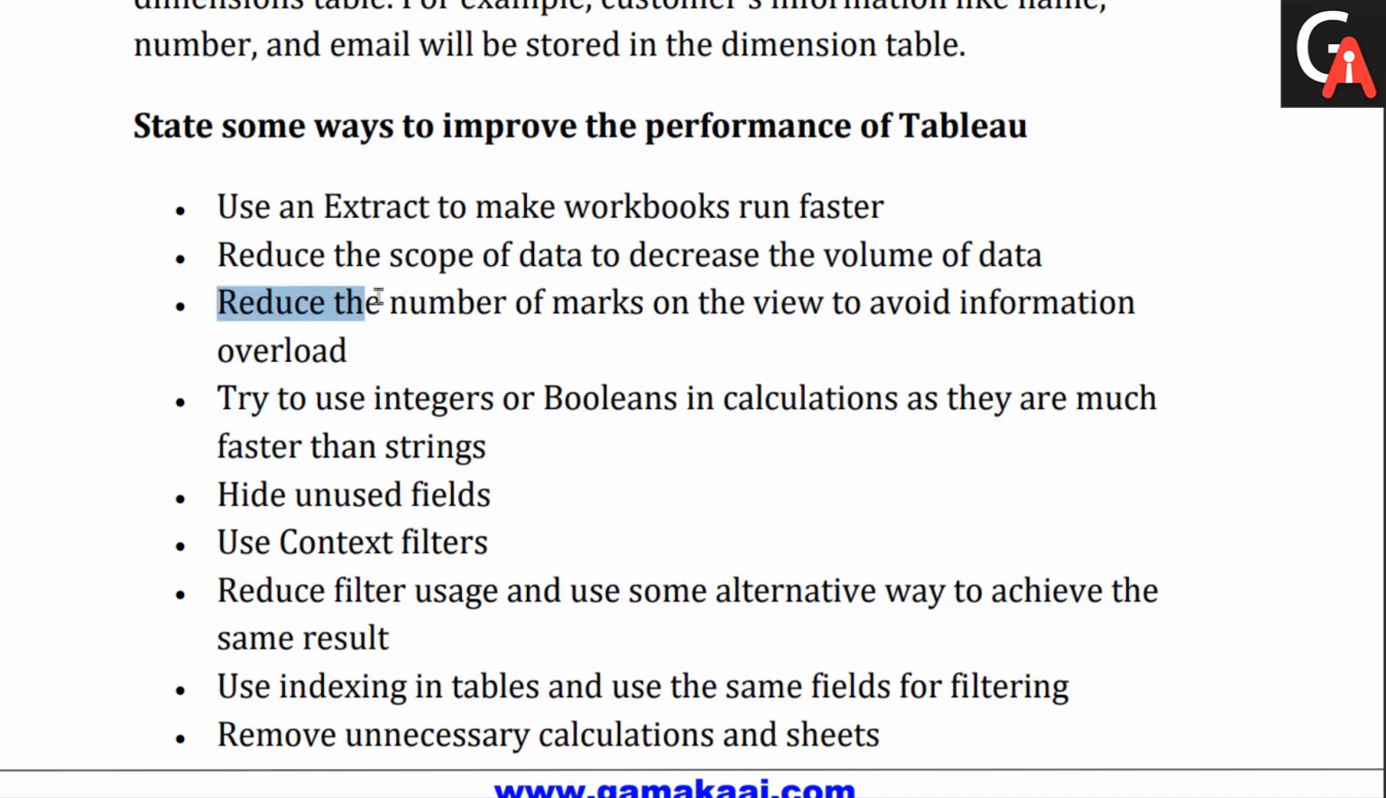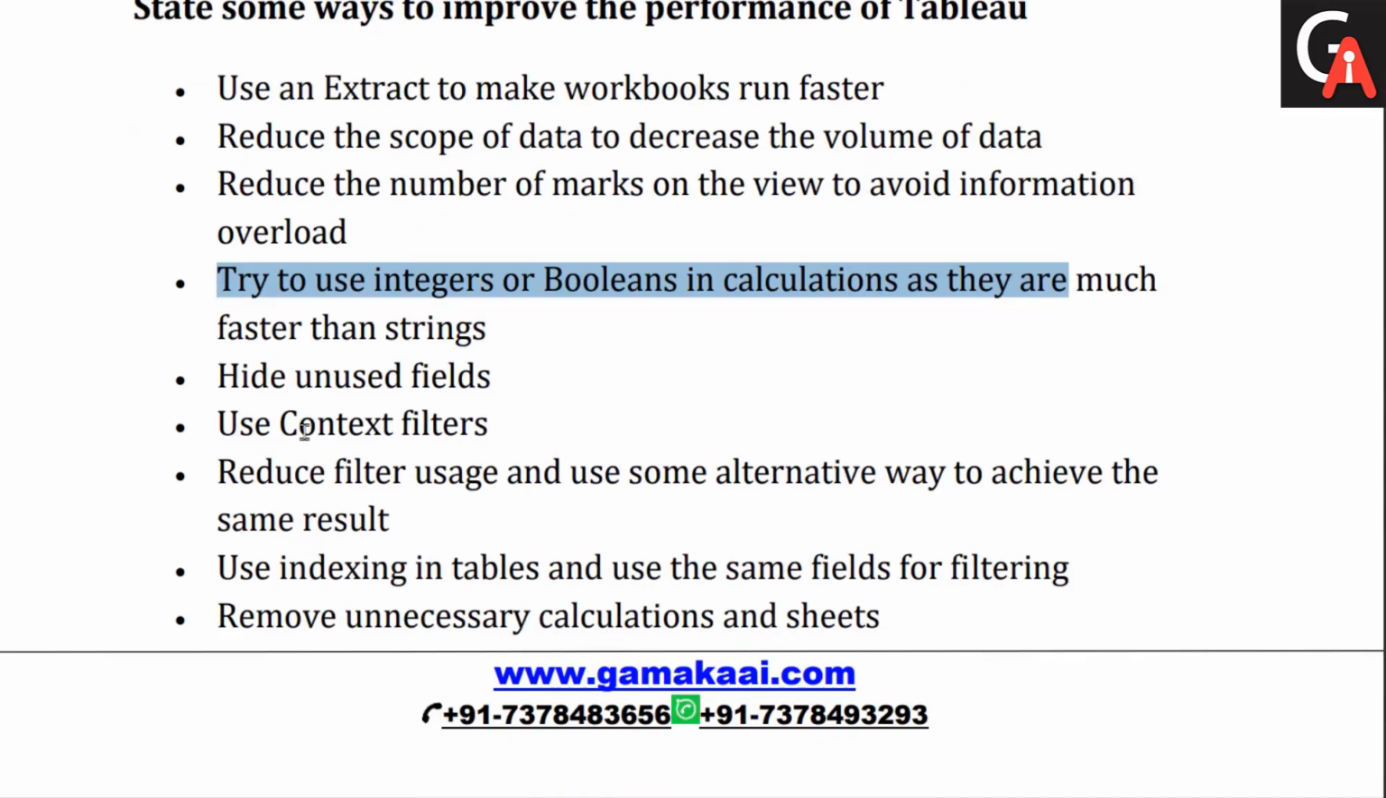Then reduce the number of marks on the view to avoid information overload. Then try to use integers or booleans in calculations as they are much faster than strings. Next, hide unused fields. Then we can also use context filters to filter out the data.